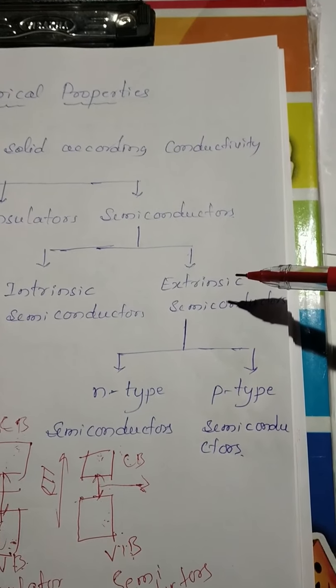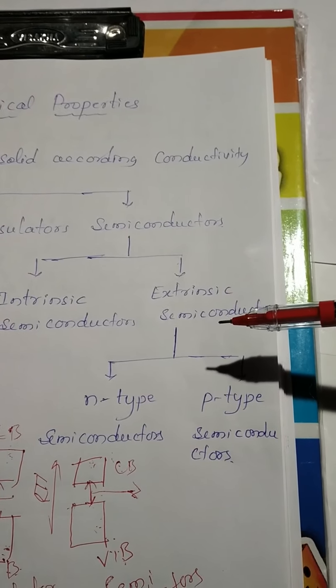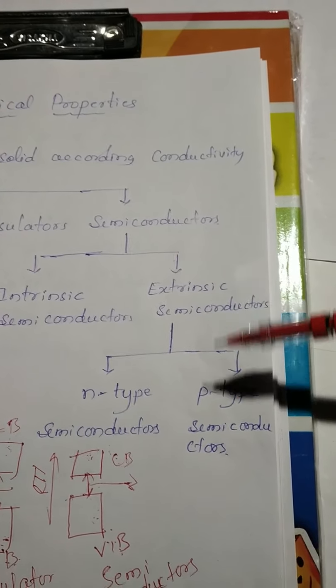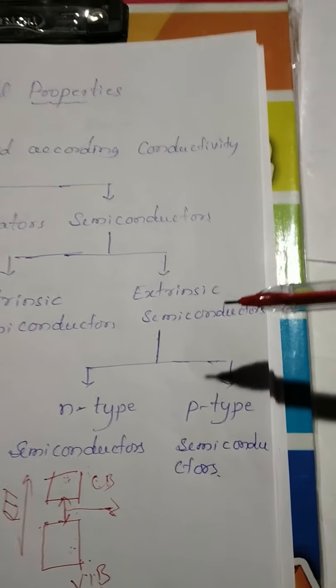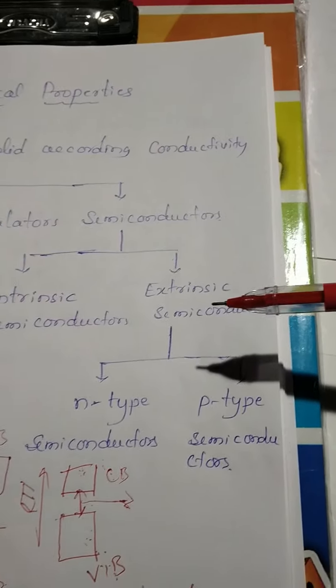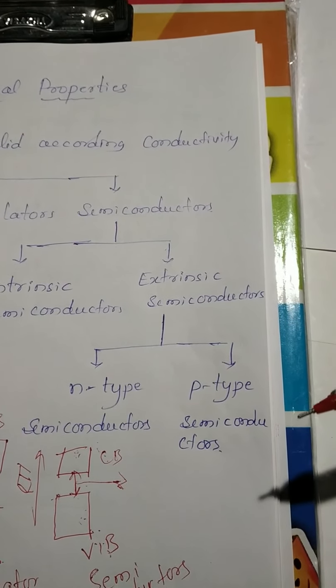These are the semiconductors which are obtained by adding impurities. These are called extrinsic semiconductors. Next, N-type semiconductor, P-type semiconductor.